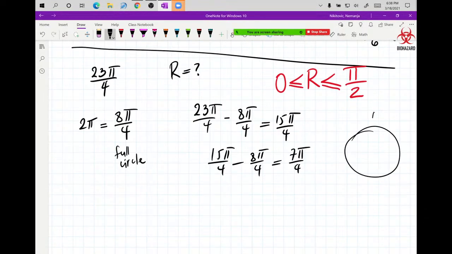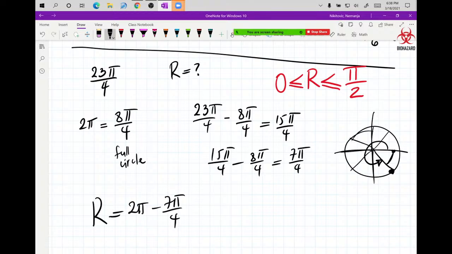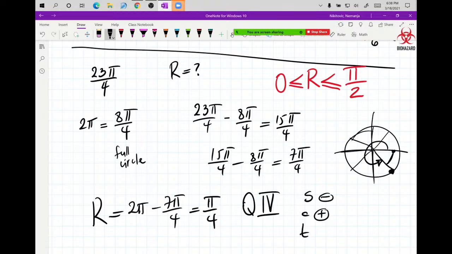So now if I draw my 1, 2, 3, 4, 5, 6, 7 pi over 4, the reference angle is this much, right? Because that's where the closest x-axis is, and that's exactly pi over 4. So you would have 2 pi minus 7 pi over 4 is equal to pi over 4. It's in quadrant 4, which means sine is negative, cosine is positive, tangent is negative.